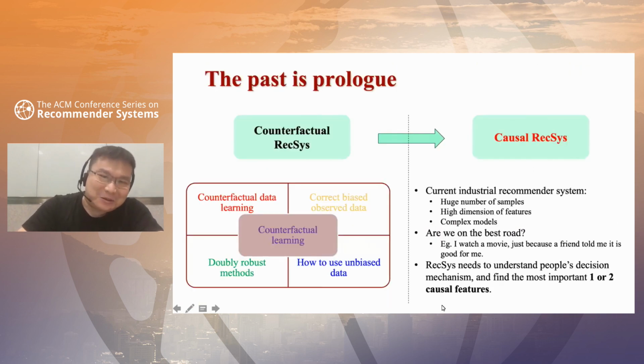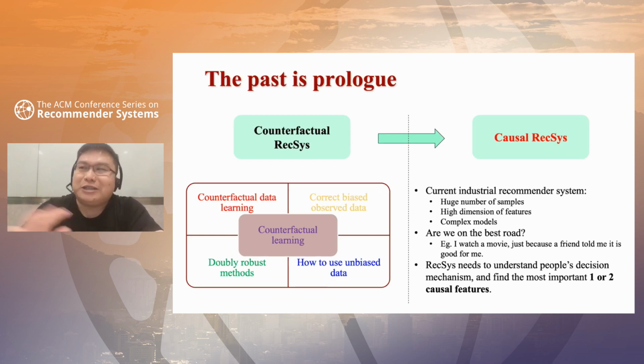Okay, that is the conclusion. Today, I introduced four kinds of methods for counterfactual recommendation systems. What's next? I think causality is very important. As we know, current industry recommendation systems train complex models with a huge number of samples and high-dimensional features. It works to some degree, but are we on the best road?